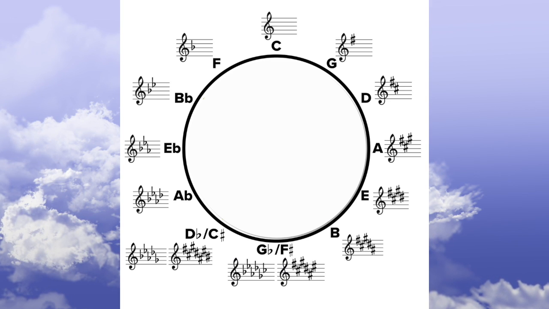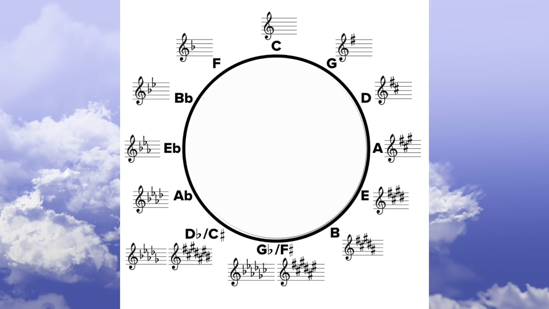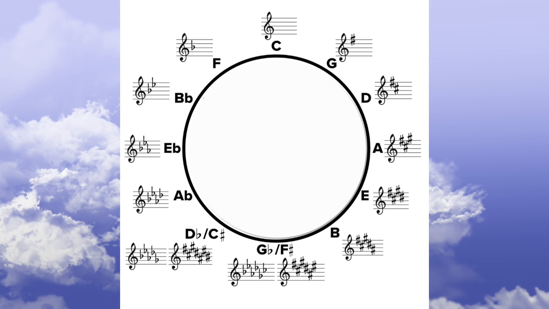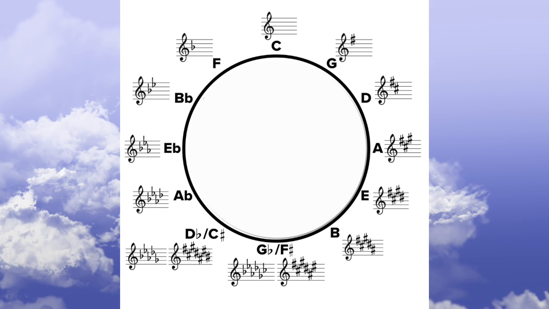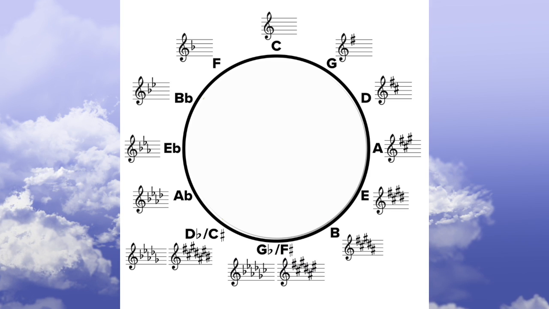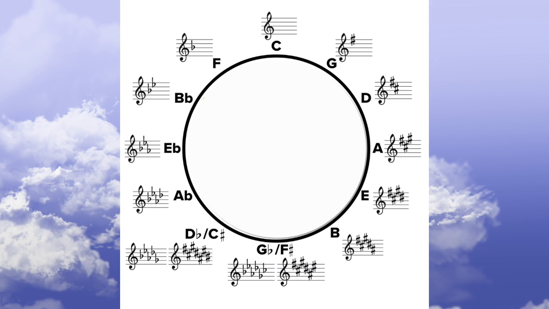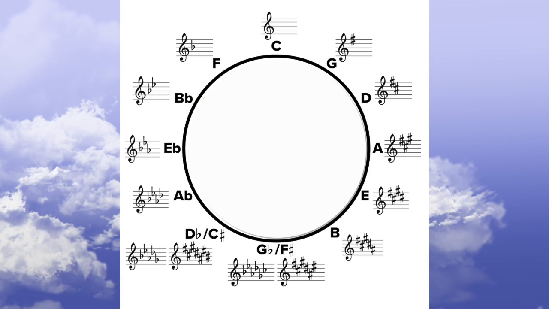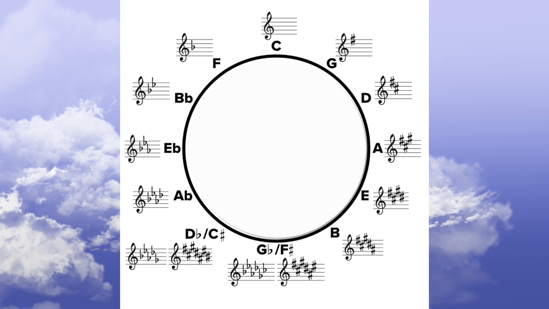On the piano keyboard, these are enharmonic pitches, and likewise the key signatures are also enharmonic. The circle continues around through D flat, A flat, E flat, B flat, F, and finally we arrive back to C.